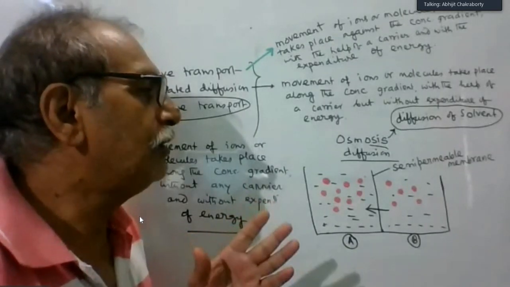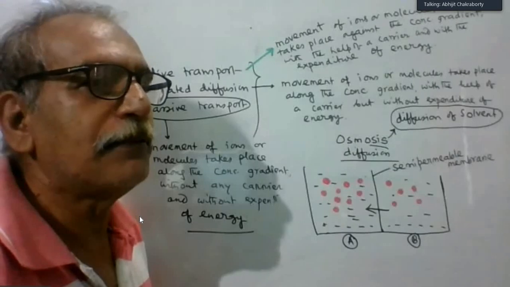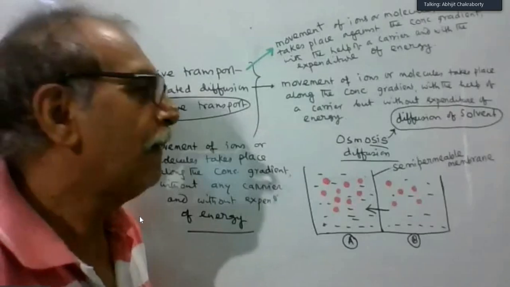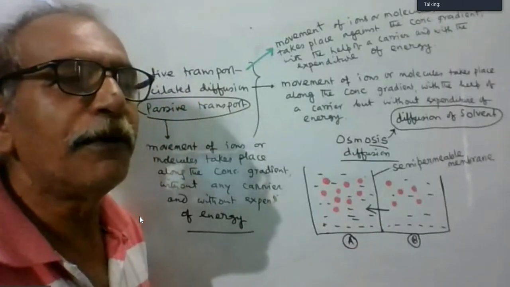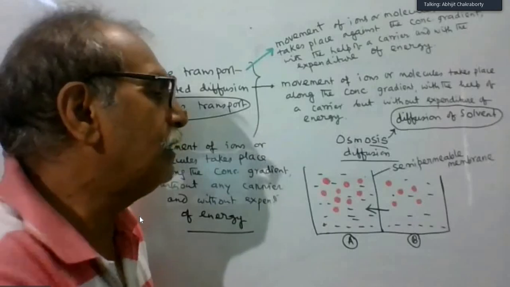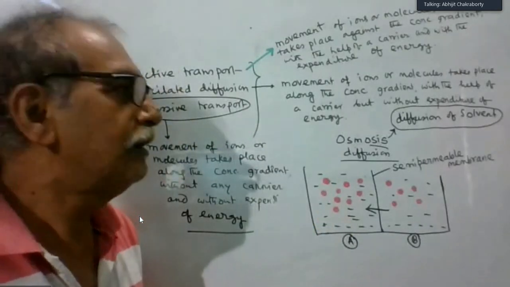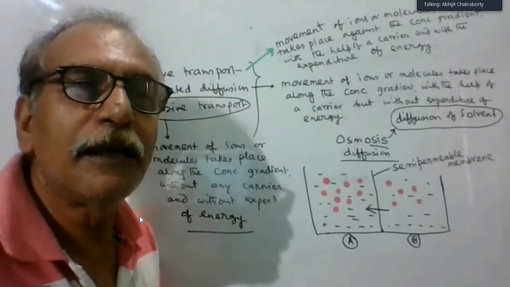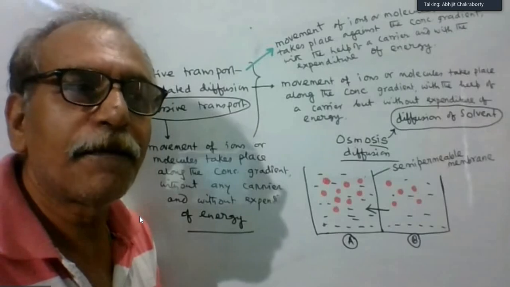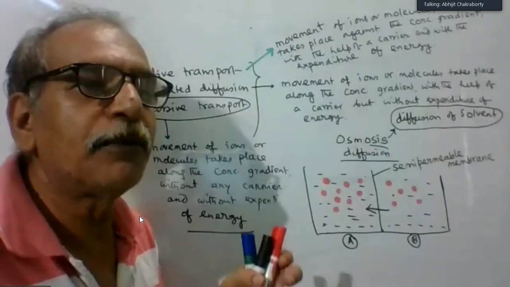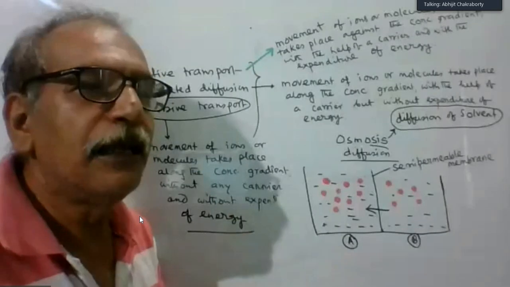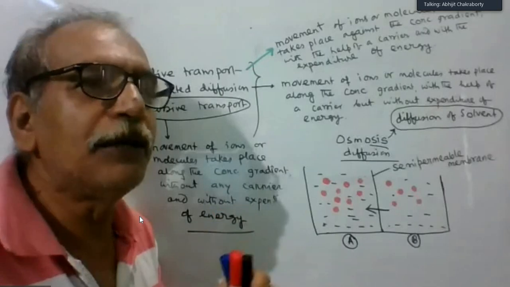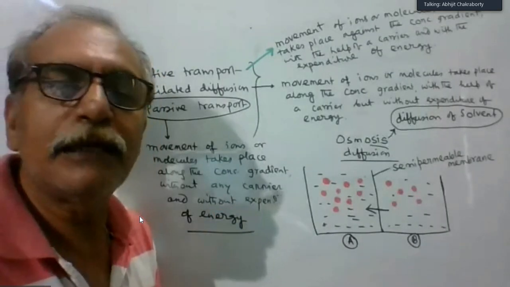Why? Because in diffusion, movement of molecules takes place from a region of higher concentration towards the region of its lower concentration. Here also, water molecules move from the region of higher concentration of water towards the region of lower concentration of water. Clear? That's why osmosis is also a type of diffusion, but it is only the diffusion of solvent. But diffusion takes place from solid to gases, liquid to liquid, solid to liquid. A lot of diffusion is there. Whenever it is liquid to liquid, then it is called osmosis.